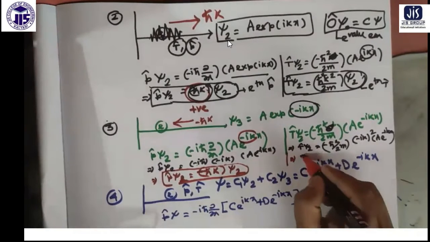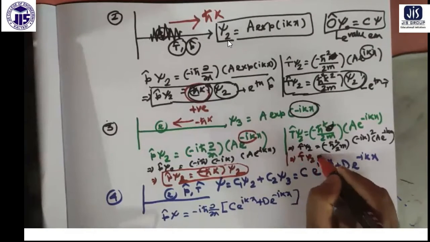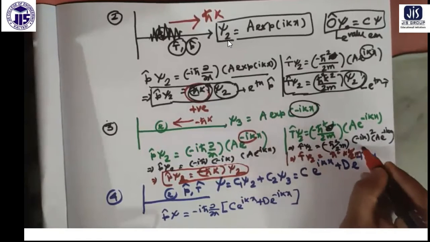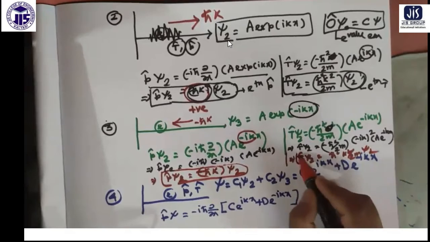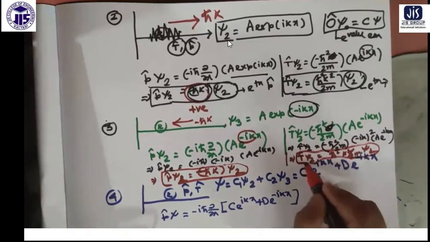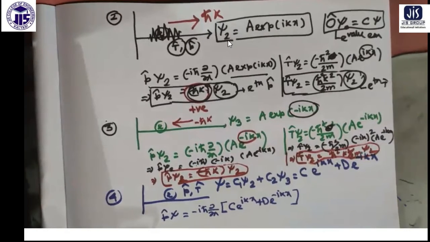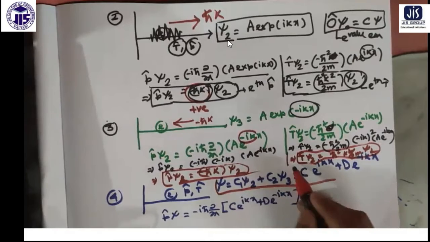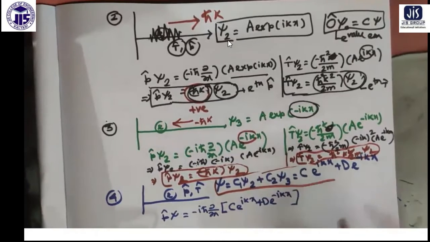T psi2 equal to h cut square k square by 2m and psi2 back. So it also satisfies an eigenvalue equation in this case. Now the beauty is that suppose I have taken a mixture of these two functions.